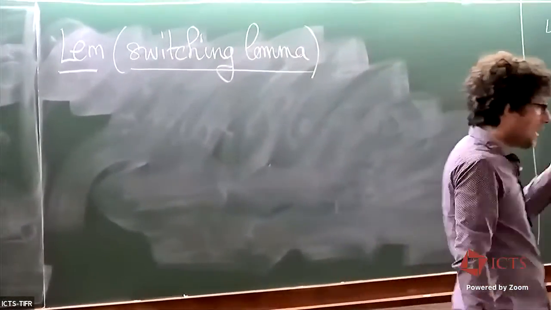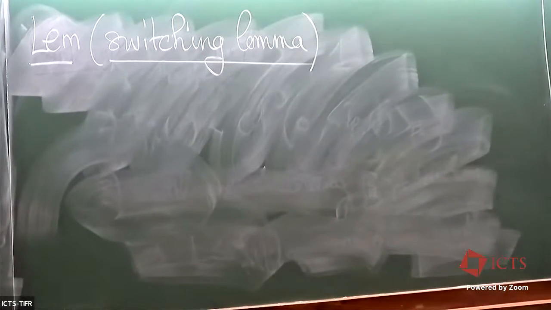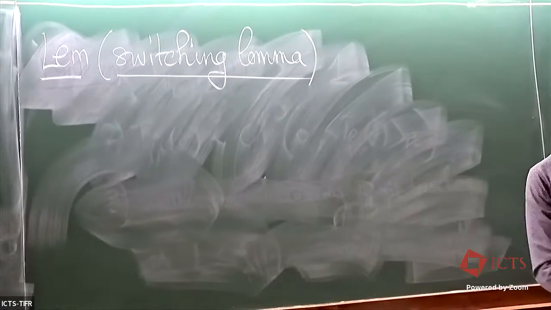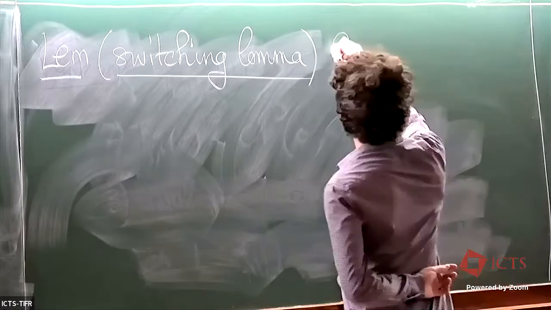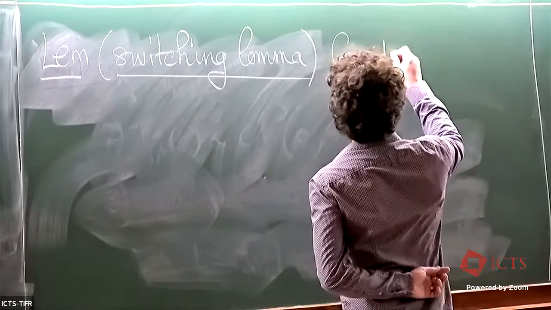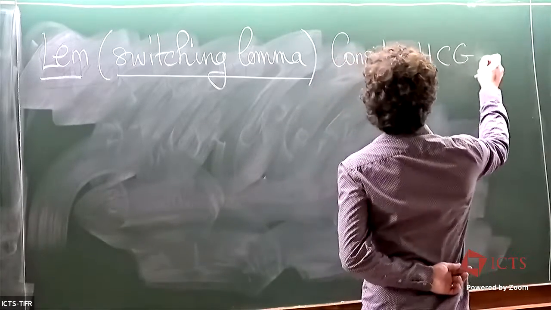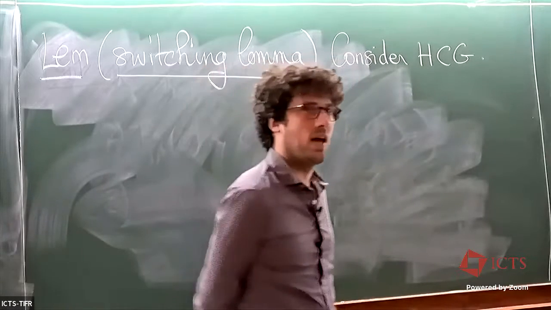And the switching lemma is saying the following. I'm not going to write the most general version of it, or do I? Well, since I'm not going to prove it, maybe I should be writing the most general version. So consider a subgraph H of G, but otherwise just think H equals G. That's fine.